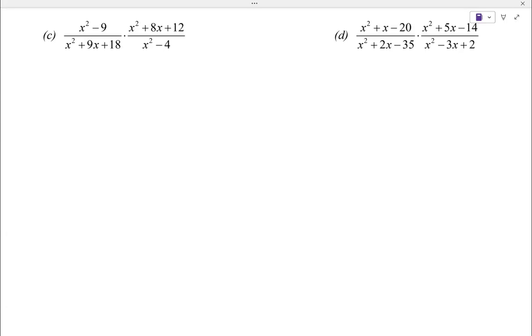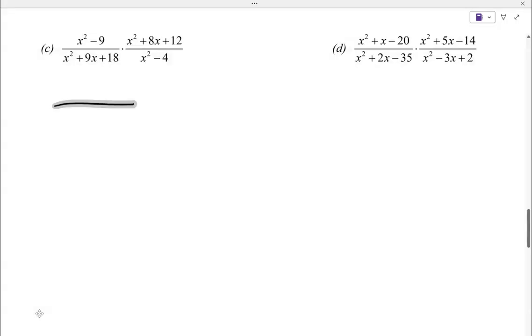That's a difference of squares, yes? So how does that top factor for that one? Good. X plus 3, x minus 3. Exactly right. How does the bottom factor for that first one? Good. Again, it's that leading coefficient of 1, so I just need things that multiply to 18 and add to give you 9, right?